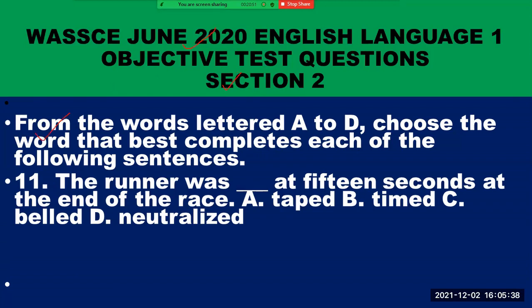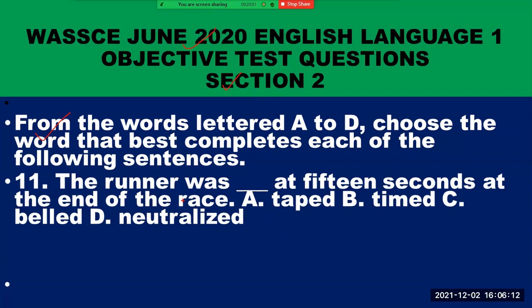Then the instruction: from the words lettered A to D, choose the word that best completes each of the following sentences. Question 11. The runner was dashed at 15 seconds at the end of the race. A, taped. B, timed. C, belt. D, neutralized.